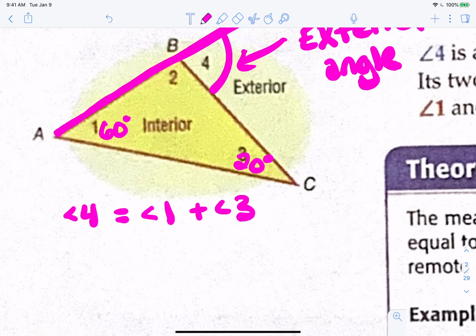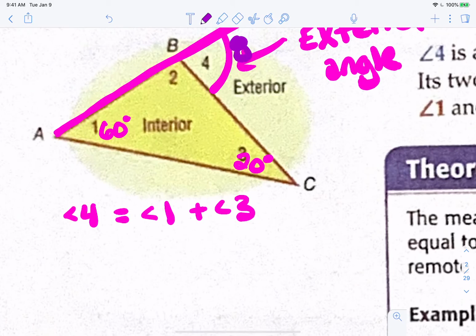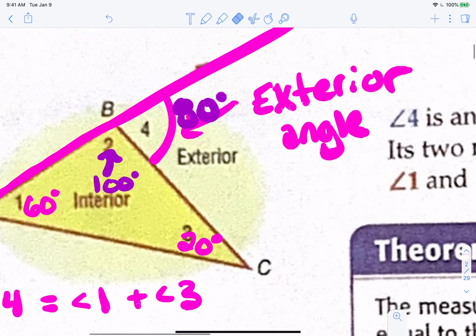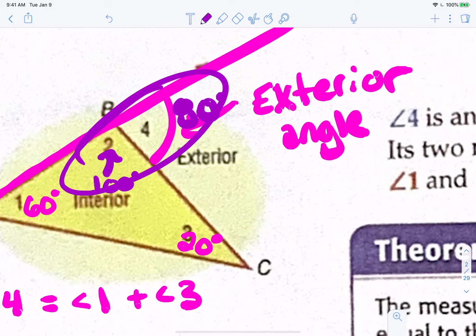60 plus 20 is 80 degrees. That means angle 4 has to be 80 degrees. Let me show you how I know. 60 plus 20 is 80. That means angle 2 has to be 100 because they have to add up to be 180, right? Or 1 plus 3. And right here, these two have to add up to be 180 also.